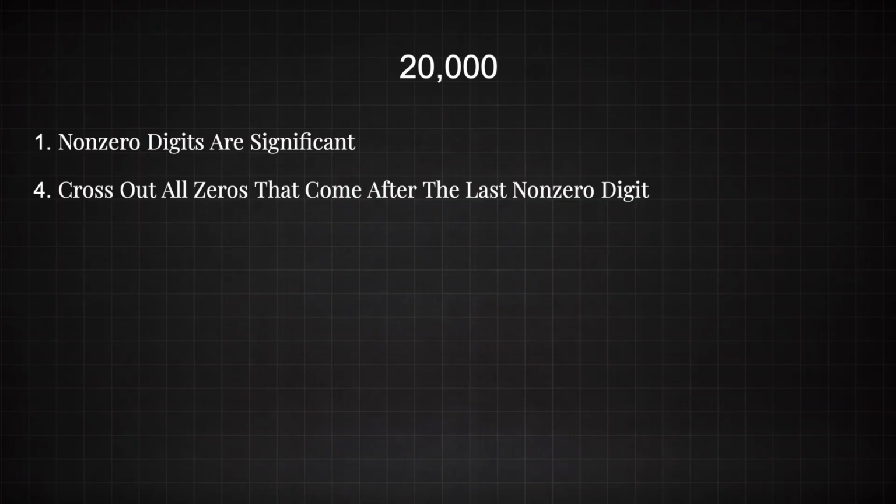What about the following number? Pause the video and determine the number of significant figures. Any non-zero digit is considered significant, so that means we have 1 so far. Now we determine if the zeros are significant. Since we're not dealing with a decimal, we take a look at Rule 4. It says that when a number is not a decimal, cross out all zeros that come after the last non-zero digit. They are not significant. Therefore, this number has only 1 significant figure.